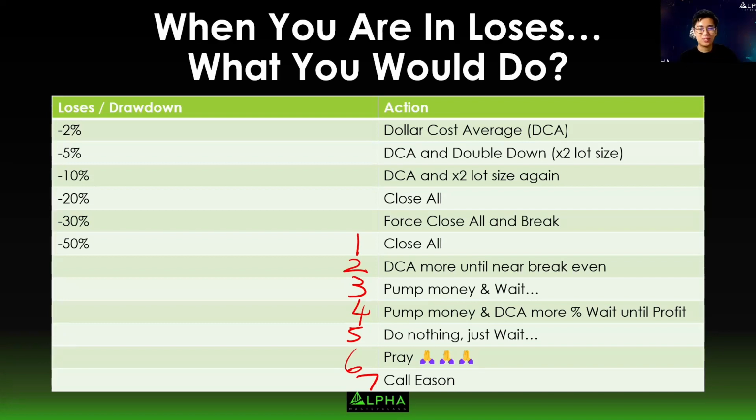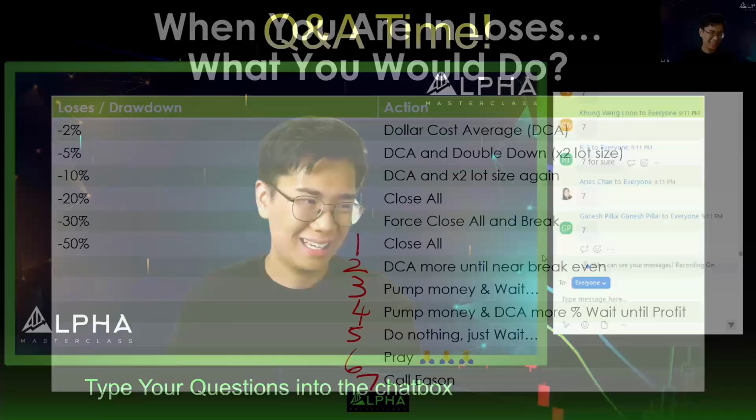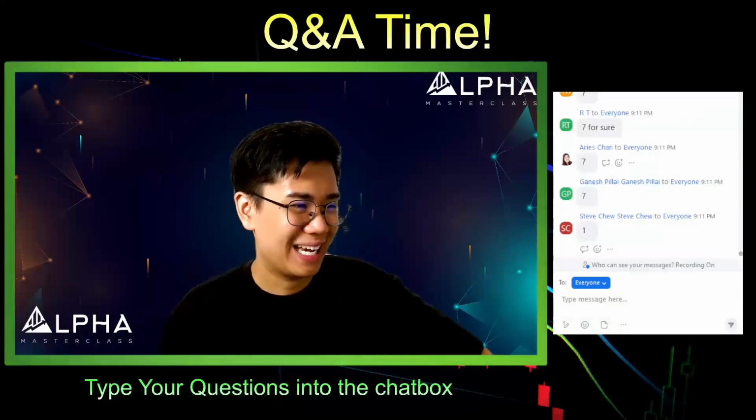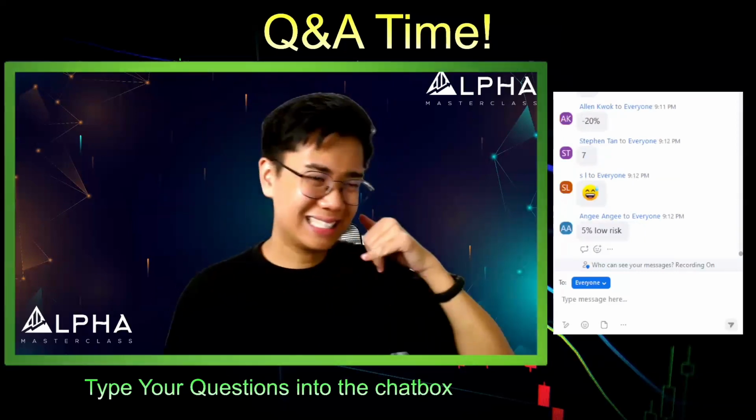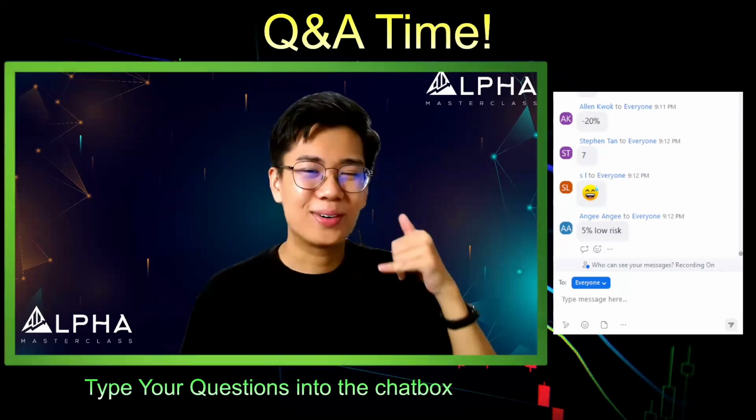Alright, one to seven. Which one would you choose? Alright, type in the chat box. Is it down 5% on entry? Haha, seven for sure. Alan, good person. Alright, 20% close already. Stephen, this kind of people. Next time I will call you guys. Hey guys, time to borrow me the credit card, is it? 5% low risk. Okay. But seven never wins.